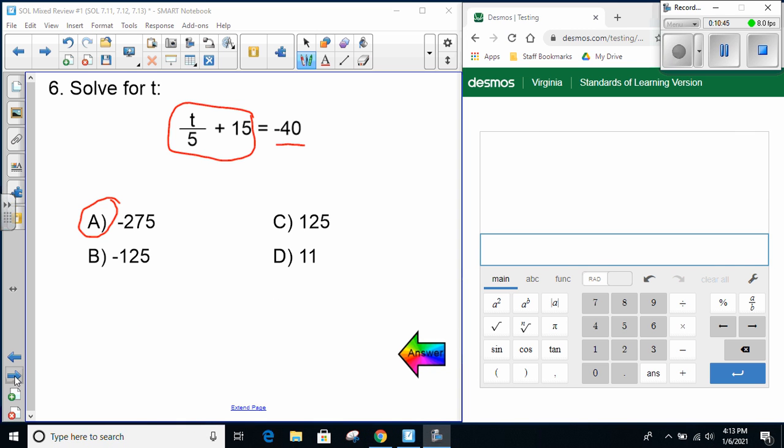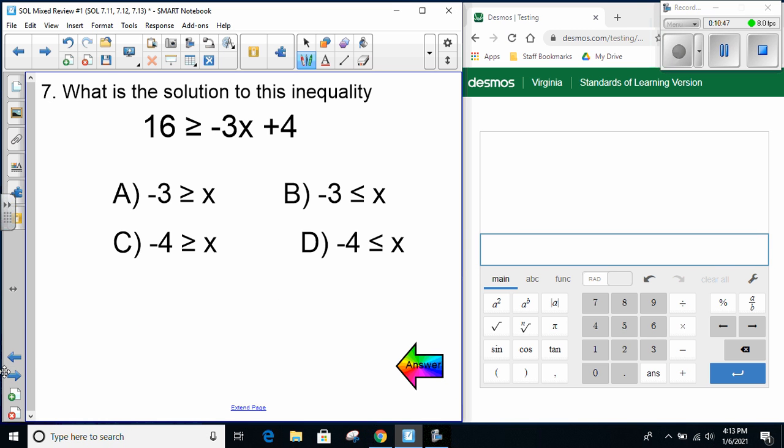Let's take a look at the next question. Question number 7 says, what is the solution to this inequality? 16 is greater than or equal to negative 3x plus 4. So this is a two-step inequality. And to solve for x, I'm going to have to do 2 steps. I'm going to have to undo 2 operations here to get x by itself.